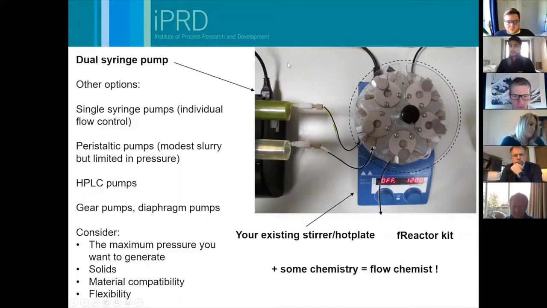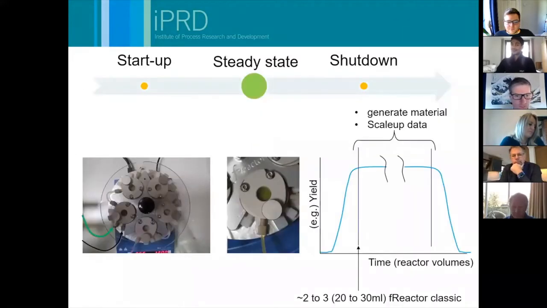And really that's it. So you take your pump, you take a stir hot plate, and many of us have stir hot plates in our labs already, and you add on a fReactor kit. And with a bit of chemistry, you become a flow chemist. It's nothing more complicated than that. And I think sometimes we build these things up in our minds, and actually it's really easy technology to access.